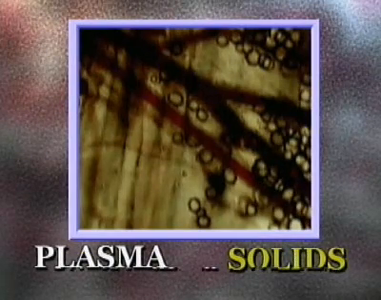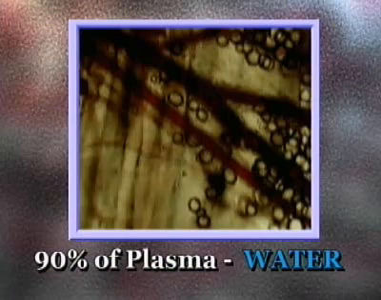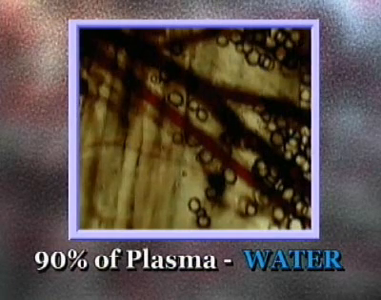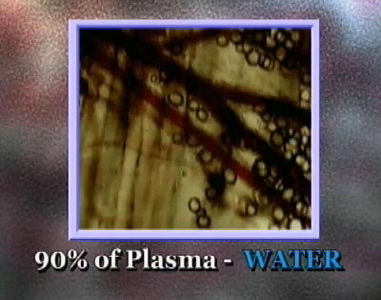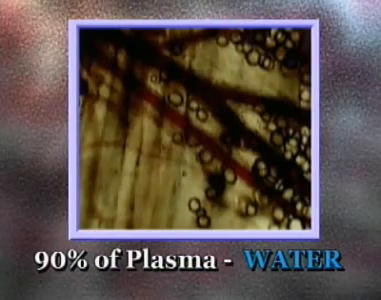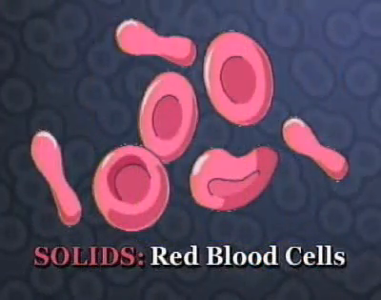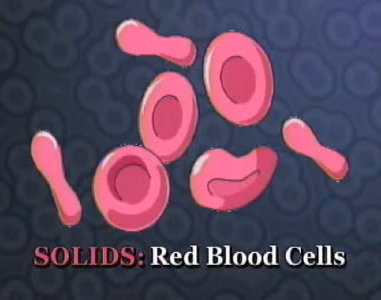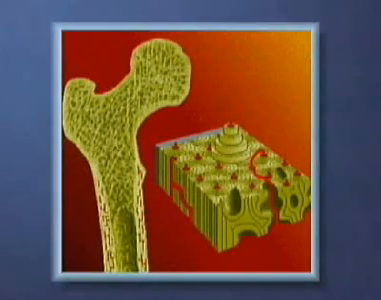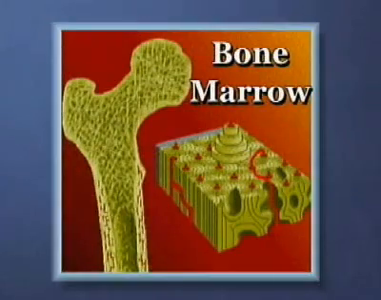Blood is made up of 2 parts, plasma and solids. 90% of plasma is water, in which many substances are dissolved or suspended. The solid part of the blood is primarily made up of red blood cells. The red blood cells are formed in the bone marrow and are responsible for transporting oxygen to the cells.